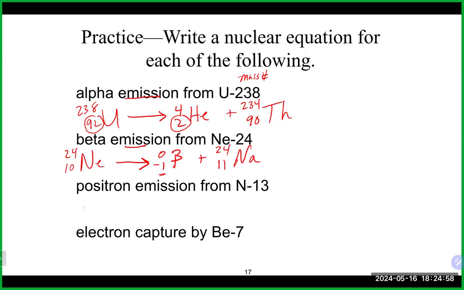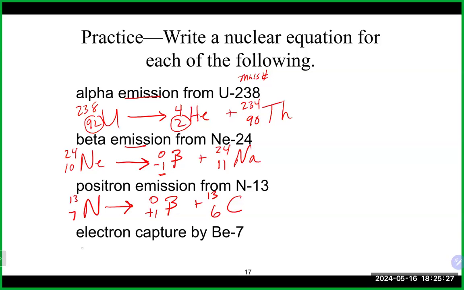Here we have nitrogen-13, with an atomic number of 7. Positron emission in this case looks just like the beta, but with a positive number. Because that is a positive number, we're actually going to subtract it: 7 minus 1 gives us 6. Going to the periodic table, number 6 is carbon, and 13 up on top. Any questions on those two?